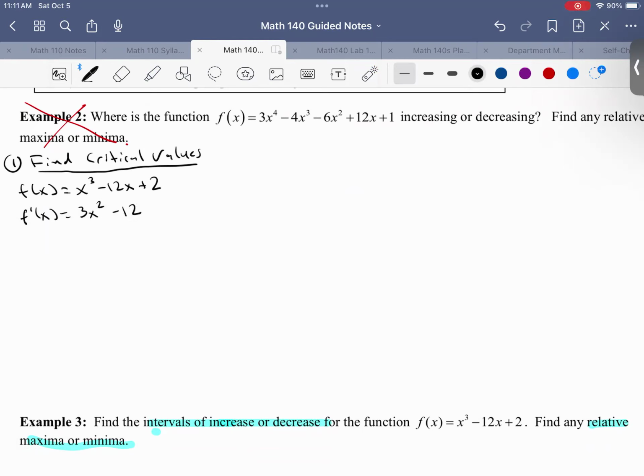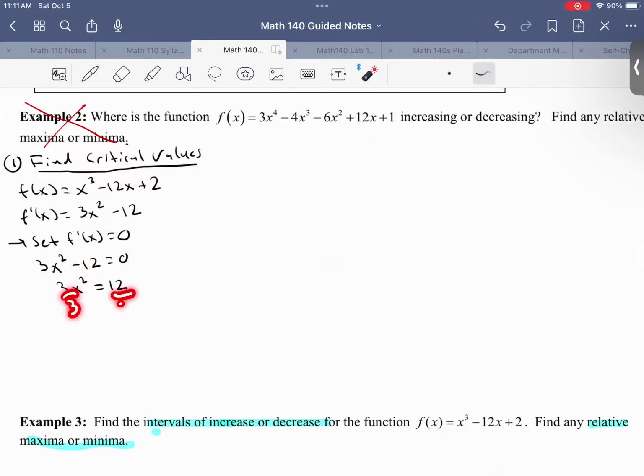I want to set it equal to 0 so I can solve for x. So I'll make a note here: set the derivative equal to 0. Then I'll have 3x squared minus 12 equals 0, and I'm just going to solve for x. I move the 12 to both sides, plus 12, plus 12. I get 3x squared equals 12. Divide by 3 on both sides, and I get x squared equals 4. Then I take the square root of both sides. What I'm left with is not just 2. When I take a square root, I end up with plus or minus 2.